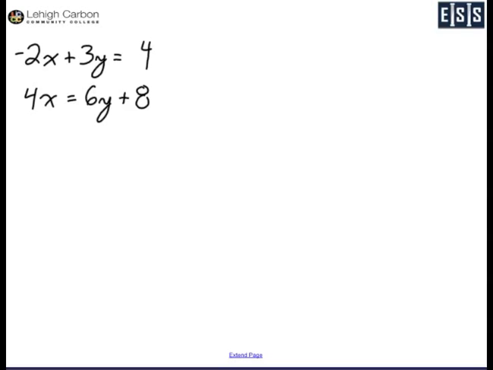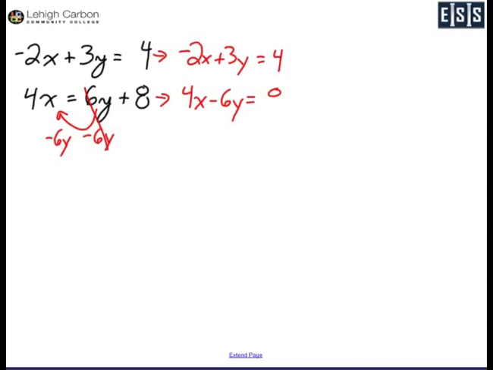Our next example, -2x plus 3y equals 4, 4x equals 6y plus 8. So I have to first get everything to line up properly. Again, I'm going to leave my first equation the same. This is going to be -2x plus 3y equals 4. If I look at my second equation, I have x's on the left side of the equation, y's and constants on the right side. I need to move my y over with my x's, so I'm going to subtract 6y from both sides. These will cancel. So now I have 4x minus 6y equals 8.